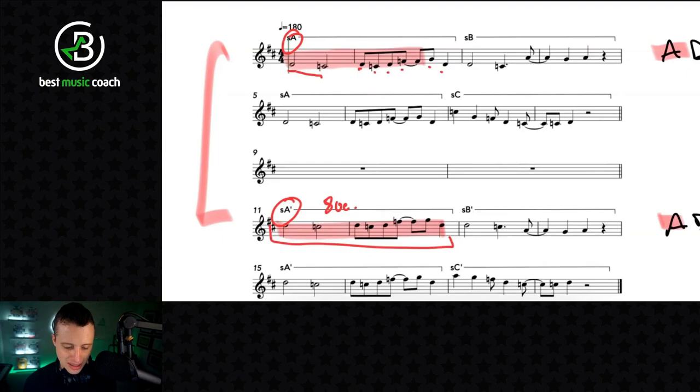And then we can see here we have D, C, A, G, A, D, C, A, G, A. Just the D and the C are brought up an octave, and the A, G, A stay exactly the same.